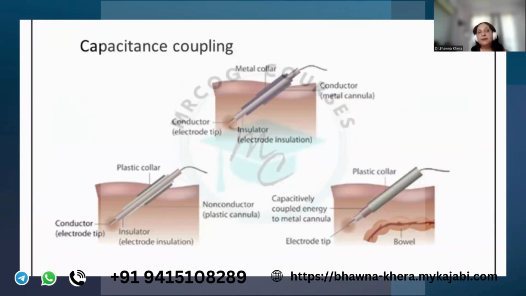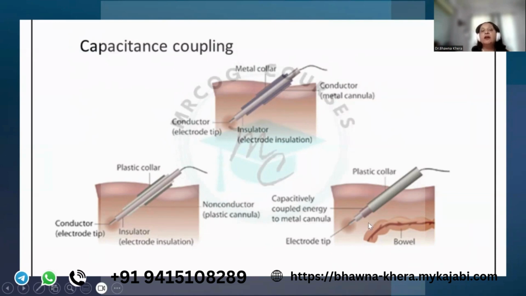Now this is capacitance coupling. This is slightly tricky. What is happening here is that between two conductors, one insulator is there. You see that this is a metal cannula, so this is a conductor, this is a conductor and this is an insulator. When it is there, this will form a capacitor. A capacitor holds a certain energy, and if that energy does not dissipate and remains here, then it can damage the adjacent tissues.